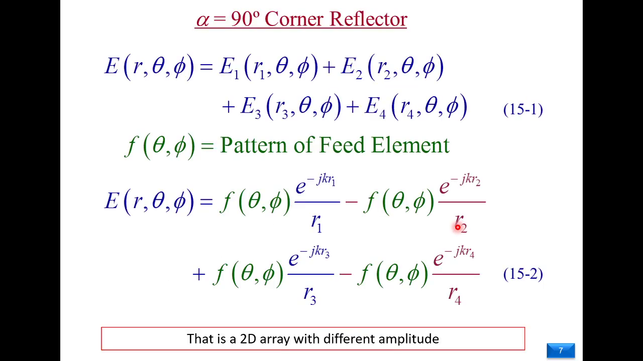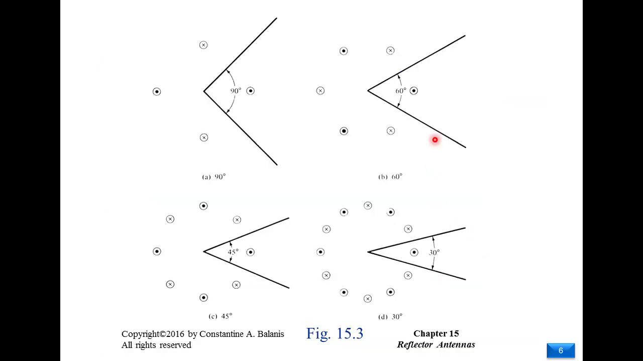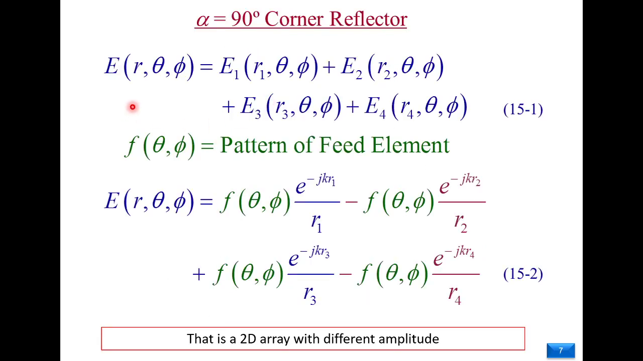So here, let us see how we solve this. It's very similar to the array problem. In this case, we have a 2D array because they are arranged in the XY plane. For any array, we have the pattern of the feed element, or the element factor. Then we have the array factor. Again, we use the same approximations that we did before.